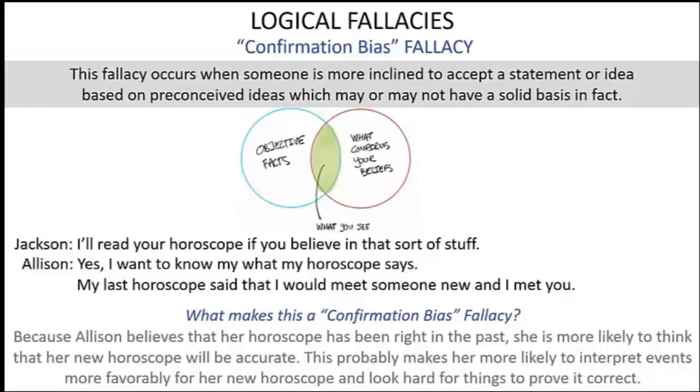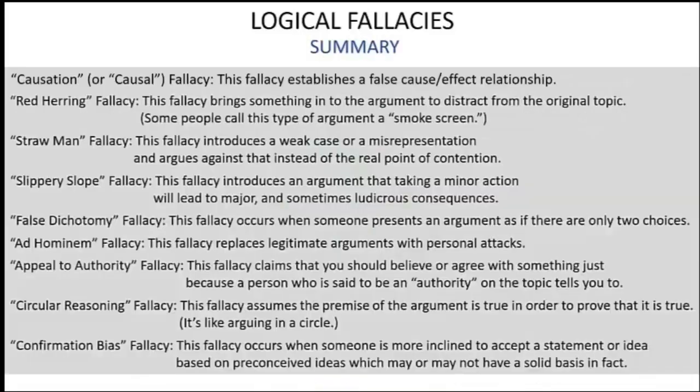to prove it correct. Just to look at them all at once, we have the causal fallacy, the red herring fallacy, the straw man fallacy, the slippery slope fallacy, the false dichotomy fallacy, the ad hominem fallacy, the appeal to authority fallacy, the circular reasoning fallacy, and the confirmation bias fallacy. We're not going into huge detail on this, but when you see a scenario, you should be able to identify which one of these fallacies best describes it.